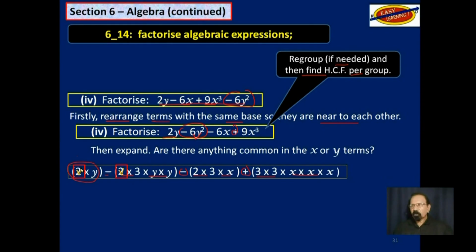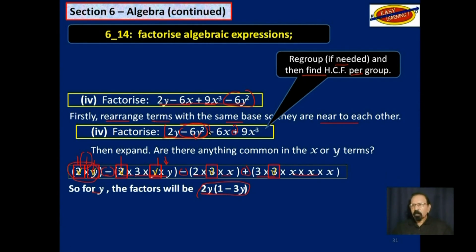For y, we have 2 here and 2 there. We also have a y here and a y there. And so for y, the factors we have are 2y. We could extract 2y from there. And what remains is 1 over here and 3y over here with a minus. So 2y, open bracket, 1 minus 3y, close bracket. Those are the two factors from the first term with the y's.